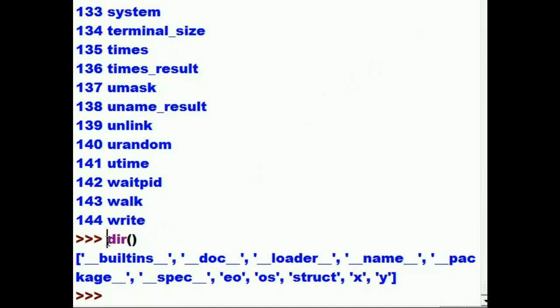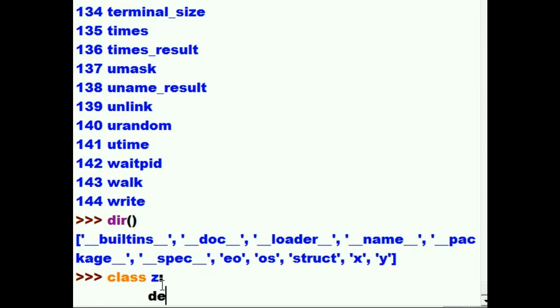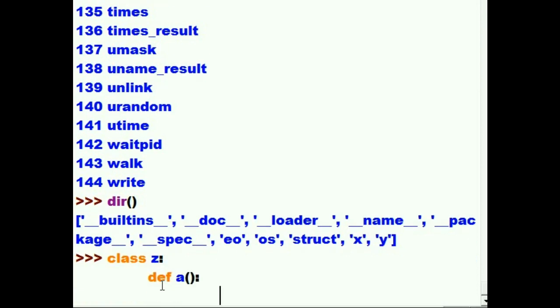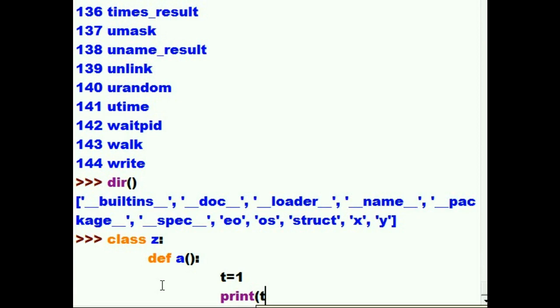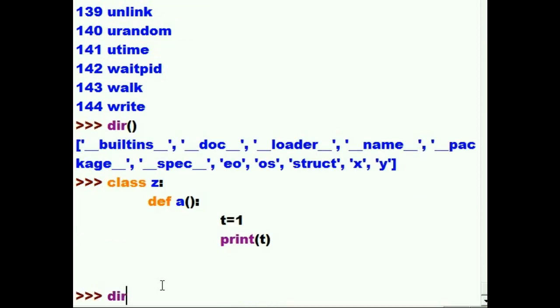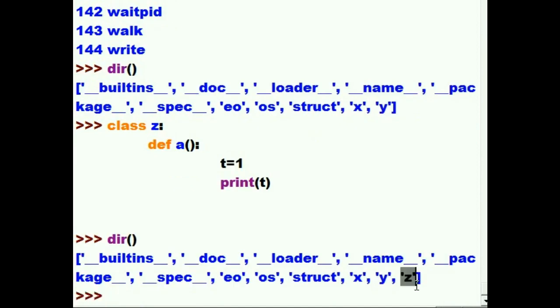If I now just do a dir with nothing in parens, I'm going to get a list of all the names in my module namespace. But as you can see, the list of names is increasing. If I now key in a class and call it z, and I define a function therein called a, and I key in t equals 1, print t, and now I do a dir with nothing in parens, my class z is now included in the list of names in my module namespace.